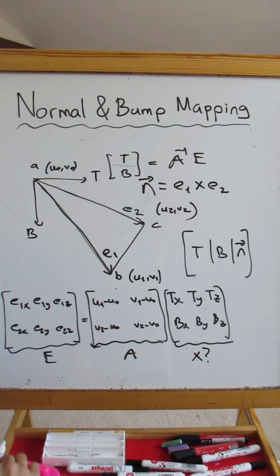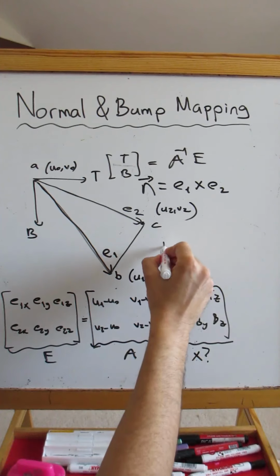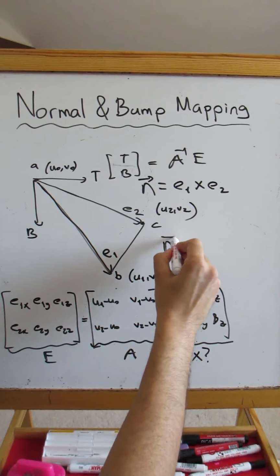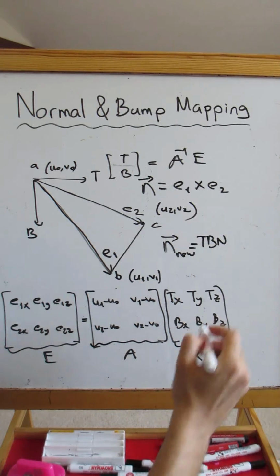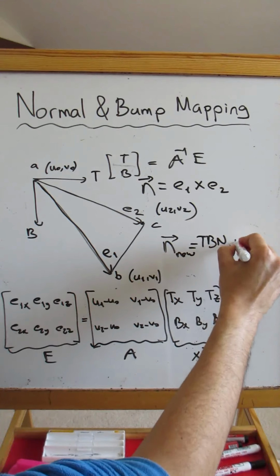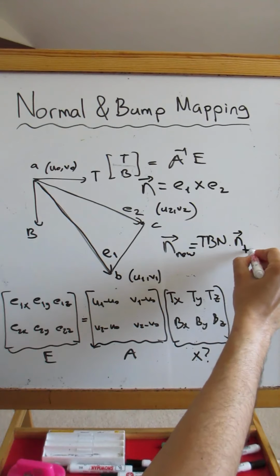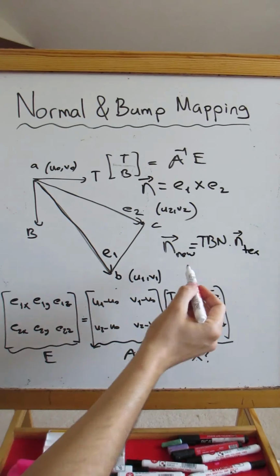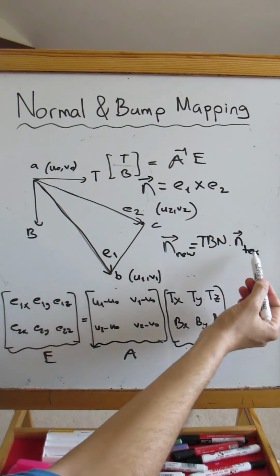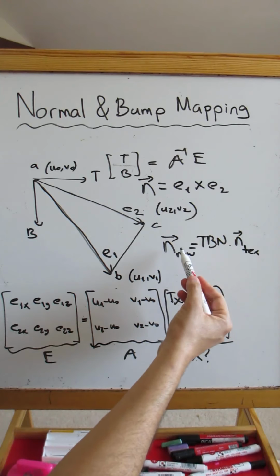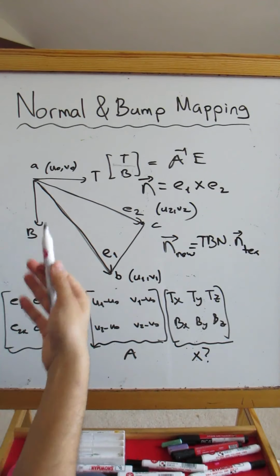Okay, so to write this final form, let's say new n is going to be equal to the TBN matrix multiplied by n coming from the texture. Let's write n text. Okay, so this n new is going to be rotated. N text is the input, and n new is going to be the rotated vector that matches the orientation of the surface on which we are applying a new normal map.